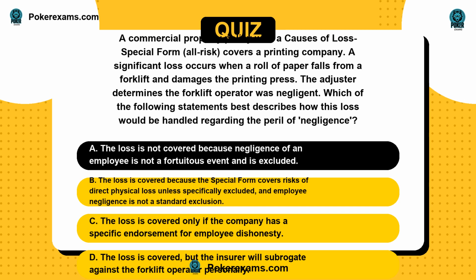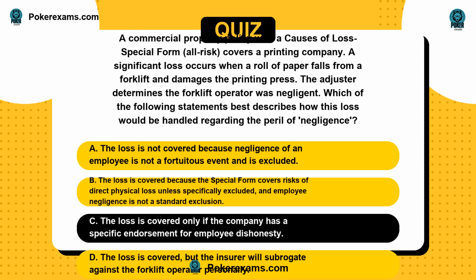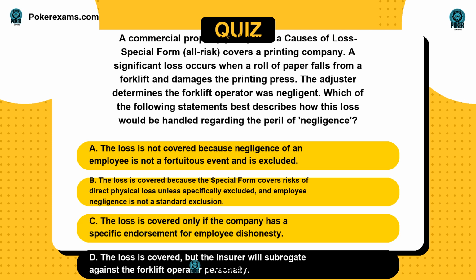Is it A, the loss is not covered because negligence of an employee is not a fortuitous event and is excluded? Or B, the loss is covered because the special form covers risks of direct physical loss unless specifically excluded, and employee negligence is not a standard exclusion? C, the loss is covered only if the company has a specific endorsement for employee dishonesty? Or D, the loss is covered, but the insurer will subrogate against the forklift operator personally?